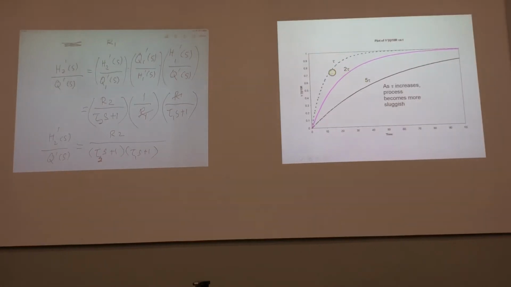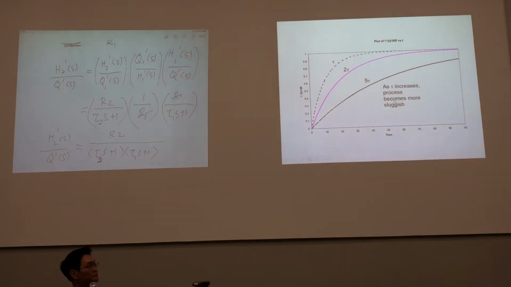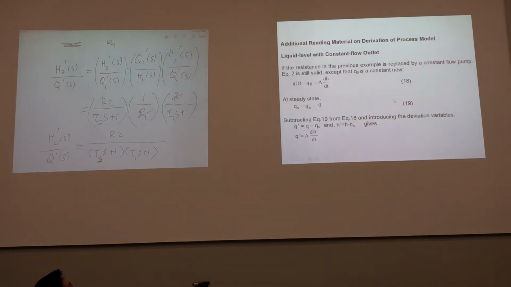This can be represented by this format. So you can see that with smaller tau, the response is faster. At any time, the height changes faster because the slope here is higher than the slope here and higher than the slope here. This is just for your info only. You just need to remember that as the time constant tau increases, the process becomes sluggish, right? I will not go through this one. We'll go through this one next week.